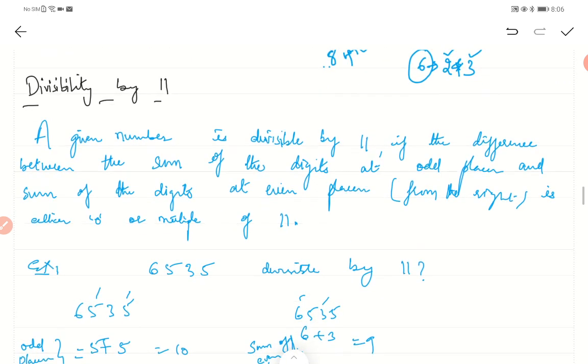I hope it's clear and easy to remember. You need to remember these rules, and we are going to do problems using these rules.